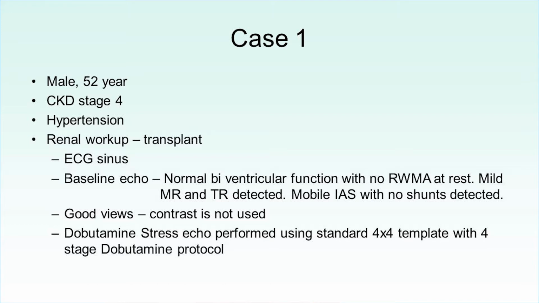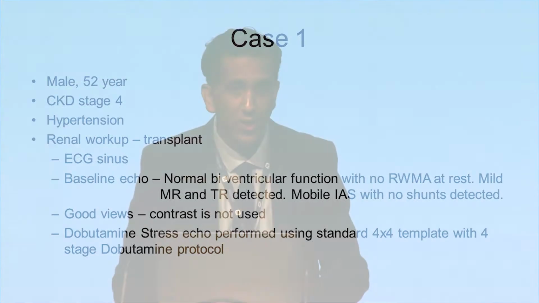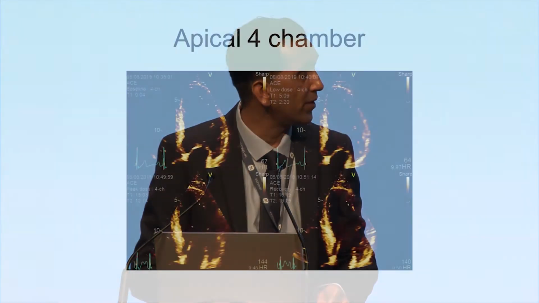The baseline ECG was done. That was essentially sinus. Baseline echo is performed on nearly all patients that we perform stress echo. Again, that demonstrated essentially a normal LV function with no regional wall motion at rest. Good views, so contrast is not used. So the dobutamine stress echo is performed on this patient with a standard 4x4 template, followed by a 4-stage dobutamine protocol, which is standard plus or minus atropine.